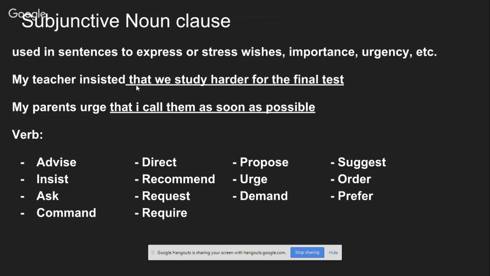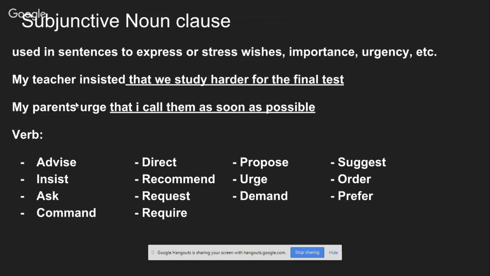So the words after that, you can omit. You can say my teacher insisted that we should study harder for the final test, but because the sentence itself uses the word insisted, which already emphasizes the sentence, we can omit words like should, could, or something like that. And the second one is my parents urge that I call them as soon as possible.